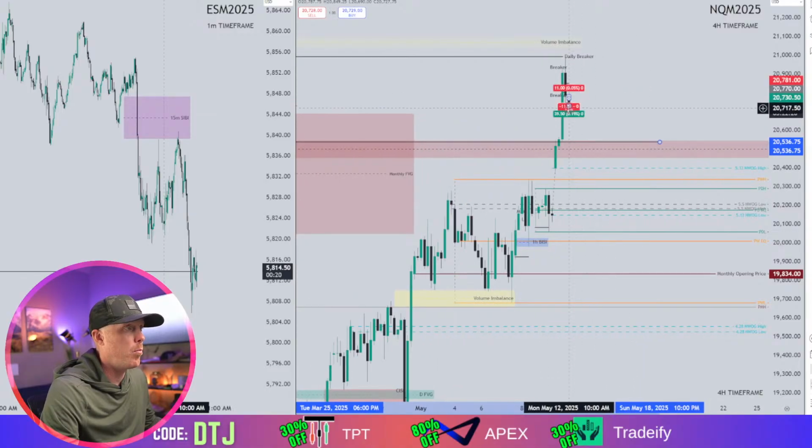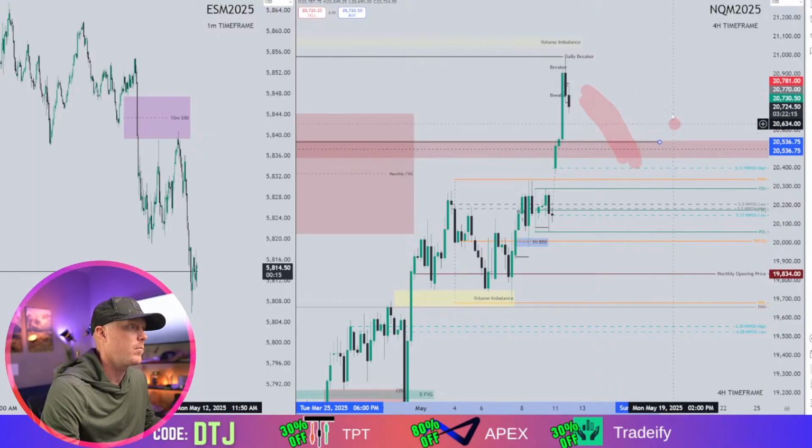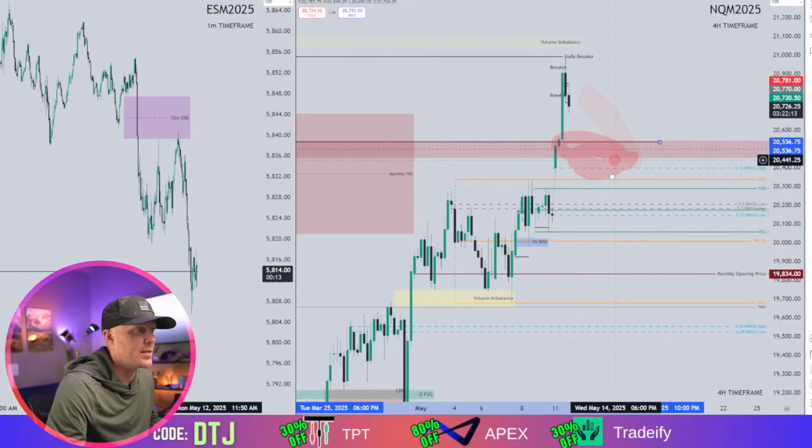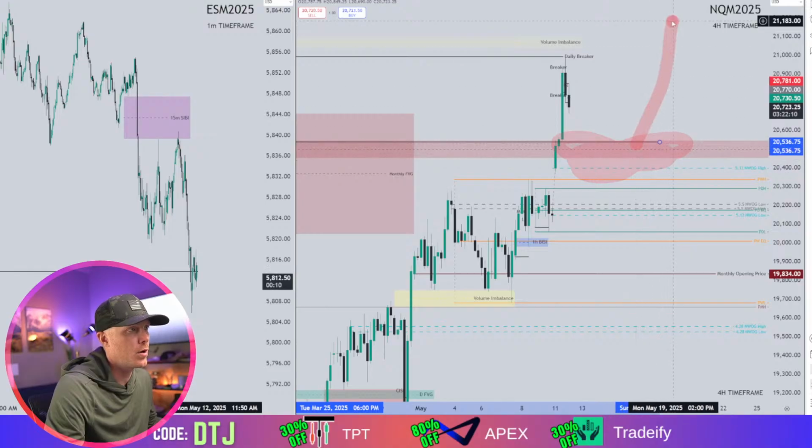But I'm interested in playing the retracement, the bearish move to the downside, hoping that that move is somewhere down here before it wants to find support and move higher.